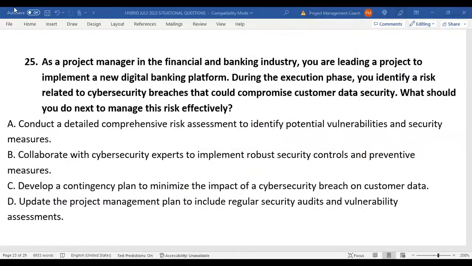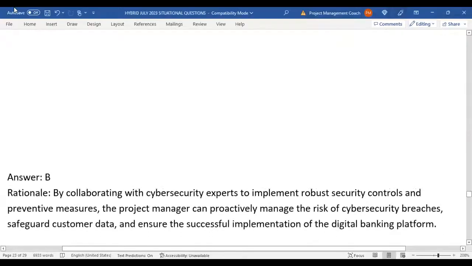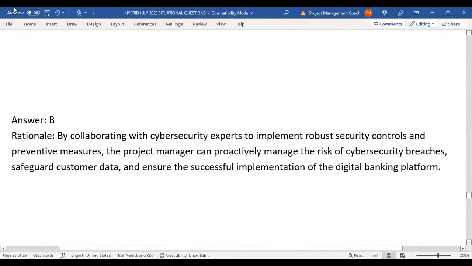Okay. So the best answer I would have imagined is B. The rationale: by collaborating with cybersecurity experts to implement robust security controls and preventive measures, the project manager can proactively manage the risk of cybersecurity breaches, safeguard customer data, and ensure successful implementation of the digital banking platform. You need prevention. That's the most important thing.